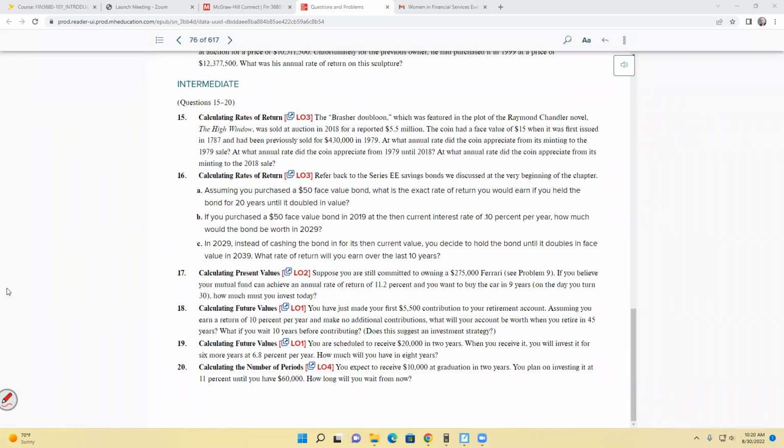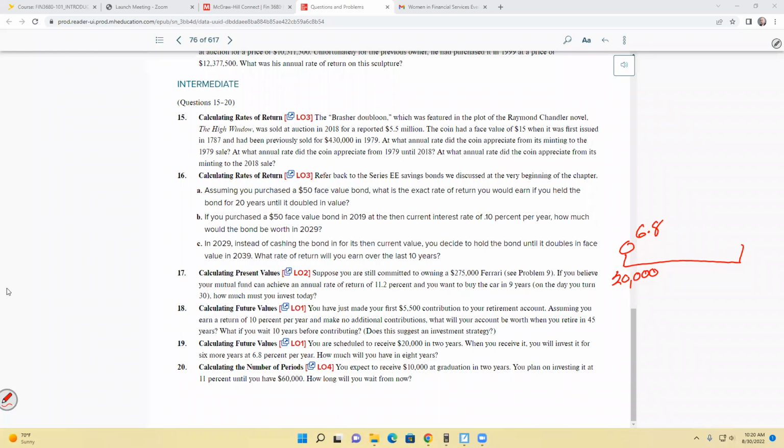Okay, all right. So let's finish 19 and 20 here. You're scheduled to receive 20,000 in 2 years. When you receive it, you're going to invest it 6 more years at 6.8% interest. So 6.8%, 20,000. How much will you have in 8 years? So what is your future value?